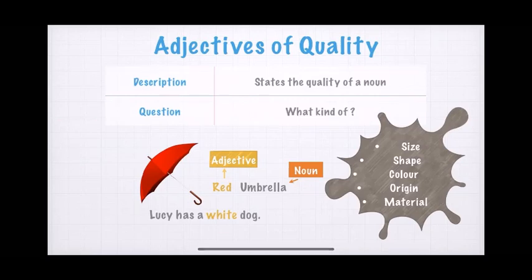Lucy has a white dog. Now in this sentence, white is used to describe this dog. The word white, which is a color, is used to give a quality to this noun dog. So if I say what kind of dog, we would say white. So the word white is an adjective which is describing the noun dog.